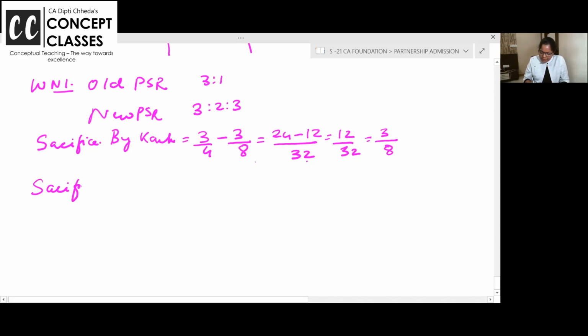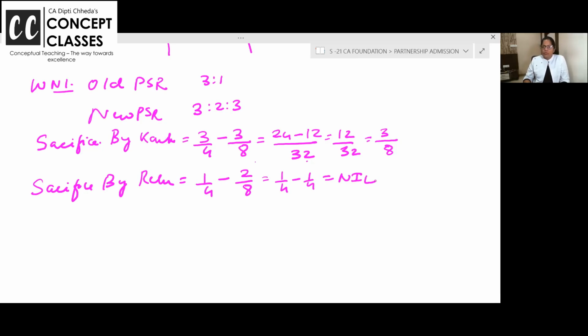Is my speed fine? Are you all with me in working note 1? Sacrifice by Rahman: old ratio 1 by 4, new ratio 2 by 8. 2 by 8 is also 1 by 4. So 1 by 4 minus 1 by 4 is nil. So who is sacrificing? Kanha. Who is going to gain? The new partner, who is going to bring the goodwill. And Rahman has nothing: he is neither sacrificing nor gaining.